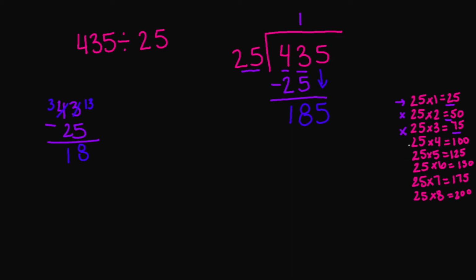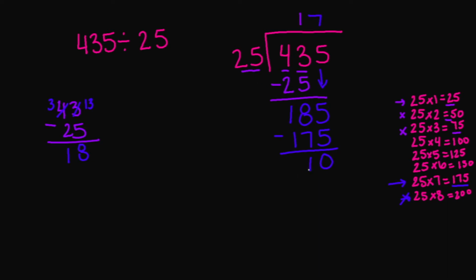Based on our little multiplication table here, the closest number that I can use is going to be 25 times 7, because that's 175. 25 times 8 is too high, so I don't want that. Okay, so I'm going to write a 7 up here. 25 times 7 is 175. Now I'm going to subtract. 5 minus 5 is 0. 8 minus 7 is 1. And then 1 minus 1 is 0.